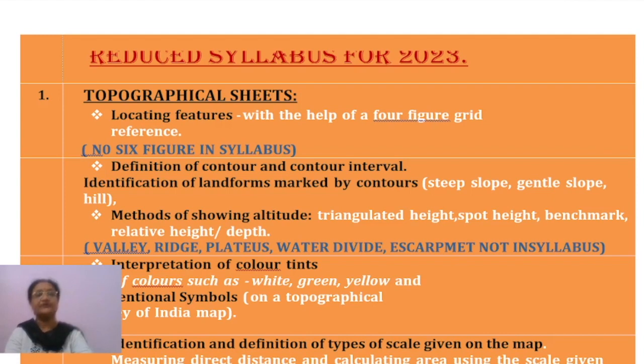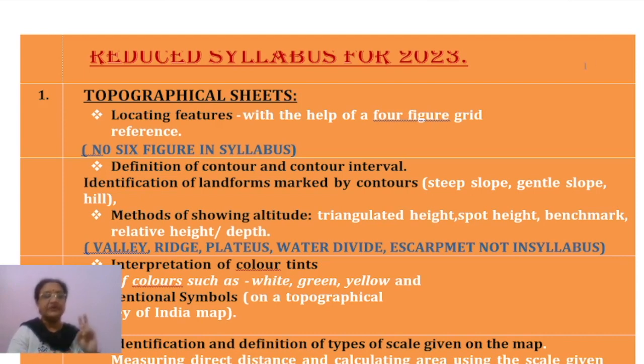Now, first of all, when we discuss the reduced syllabus, the first topic is the topographical sheets. Under the topographical sheets, you will find number 1, locating features with the help of 4-figure grid reference. 4-figure grid reference, not the 6-figure. Keep this in mind very clearly. 6-figure has been reduced now. It is not there in the syllabus this time. So just locate the different features with the help of 4-figure grid reference.